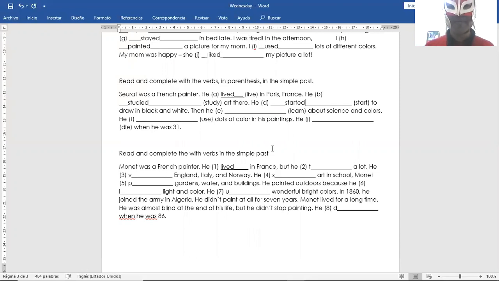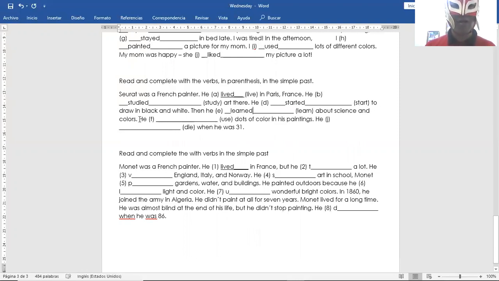Then he learned, aprender, learn. Then he learned about science and colors. He used, usar, in simple past, used because it's a regular verb. He used dots of color in his paintings. Él usó puntos de color. He used dots of color in his paintings. He died, morir. In simple past is died. He died when he was 31.